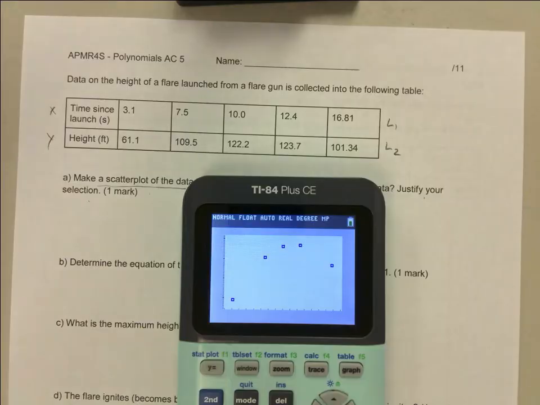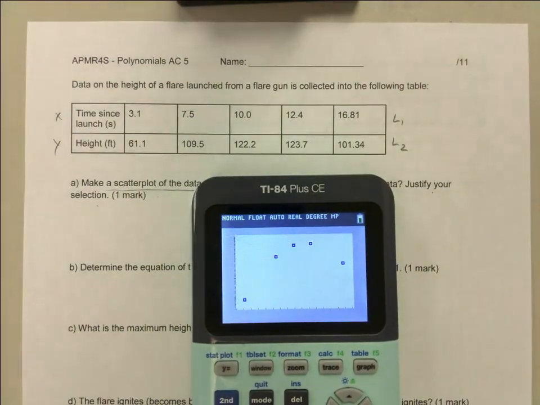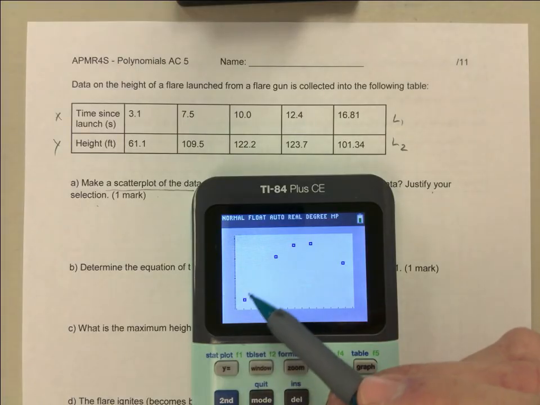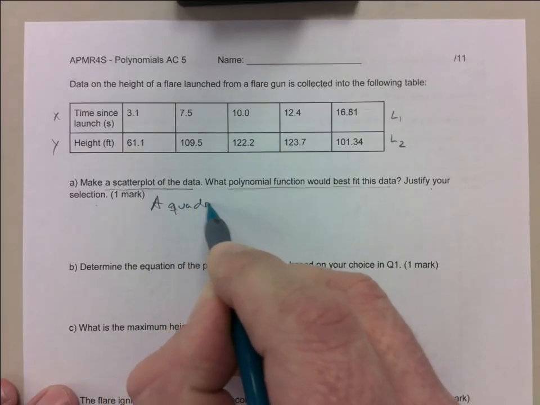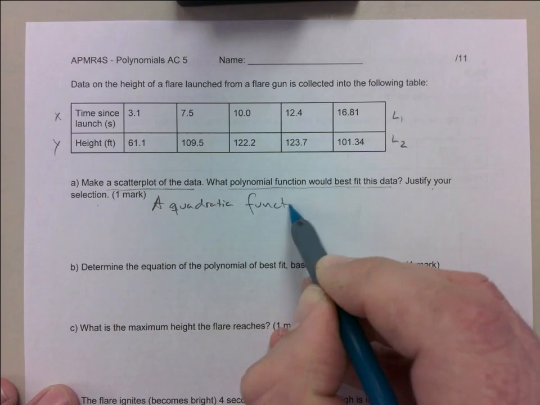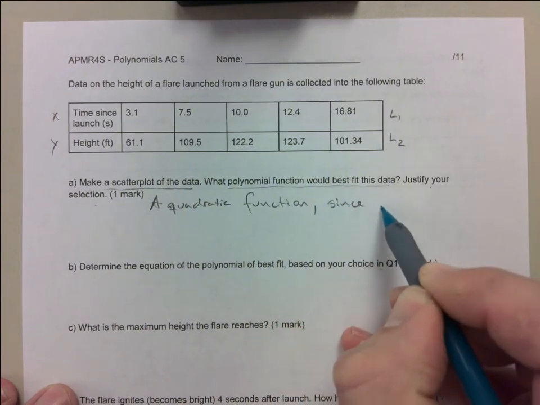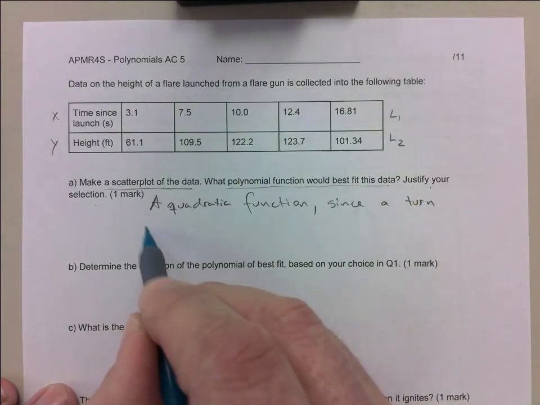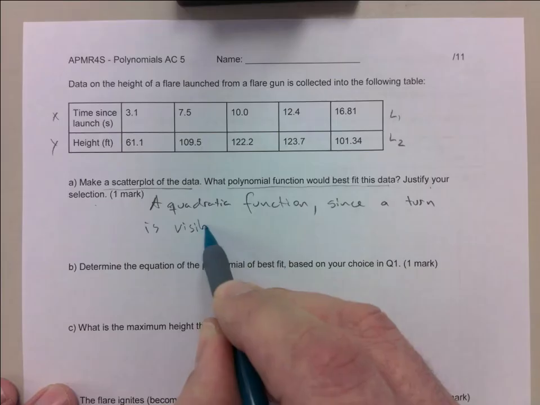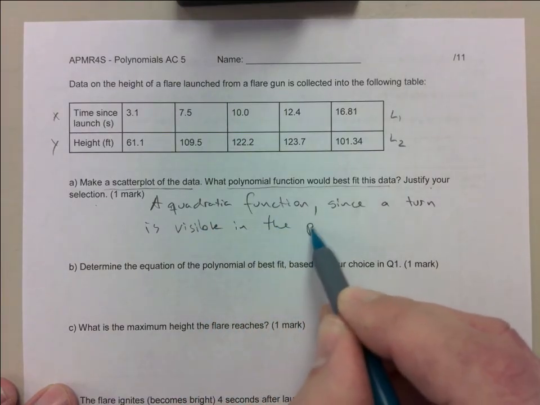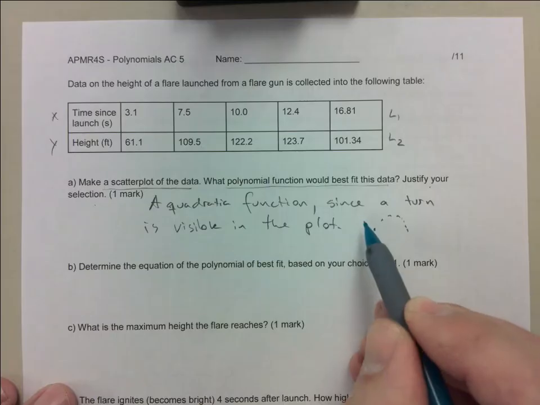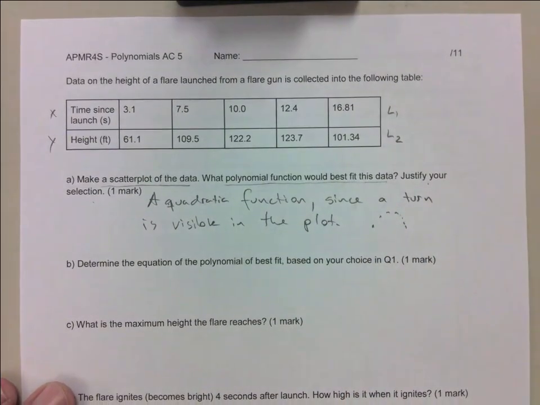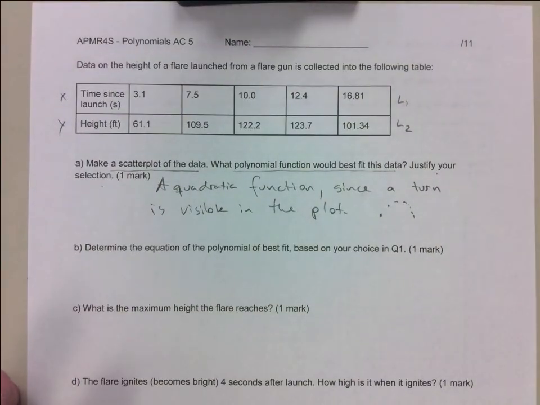This looks like, in my opinion, based on being a flare, you know it's going to go up and then back down. We're looking at a quadratic here. So a quadratic function, since a turn is visible in the plot, okay? So you kind of see something like that. That would be good enough. If you want to do your scatter plot on the side, that's fine.